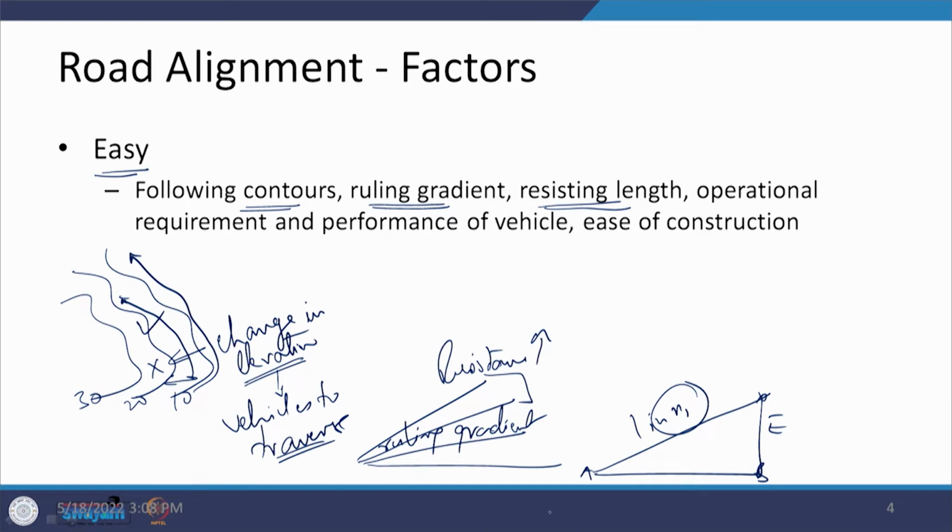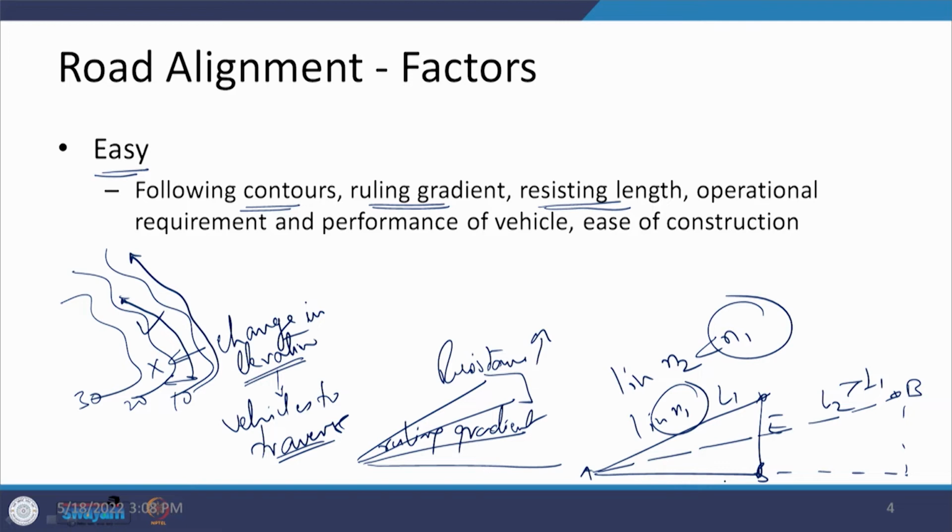and we may find that we need to use 1 in N2, and this 1 in N2 is such that it is less than 1 in N1, and what you find is that it is going to be something like this in this form. So, you still reach the location B, but your length which was L1 has increased to L2. So, instead of the value 1 in N1, what we have now is this particular length L2 which is feasible, and that is where we are talking about this resisting length.